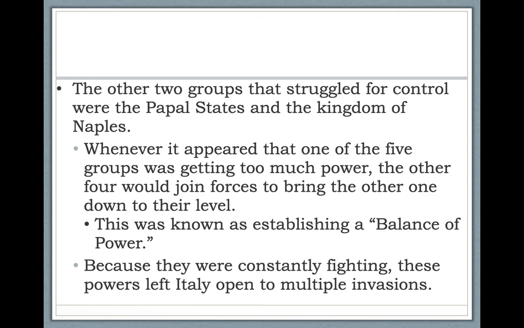Well, when we come back, we're going to talk a little bit about some of the ideas that are going to be percolating within Italy.